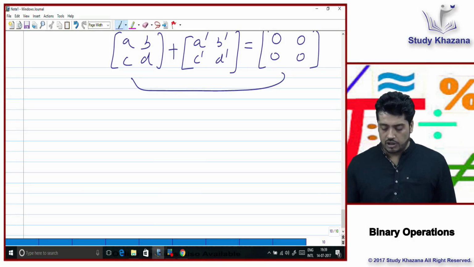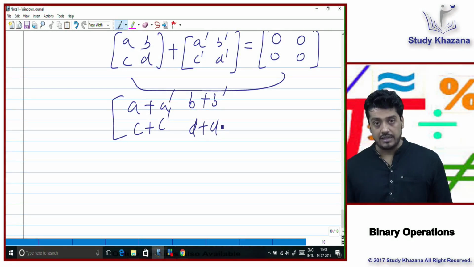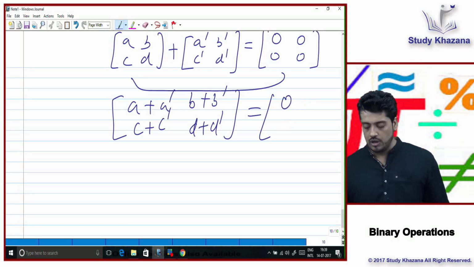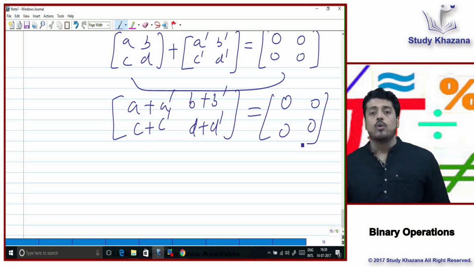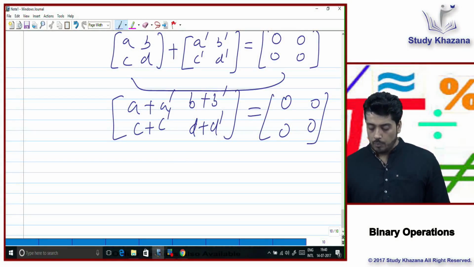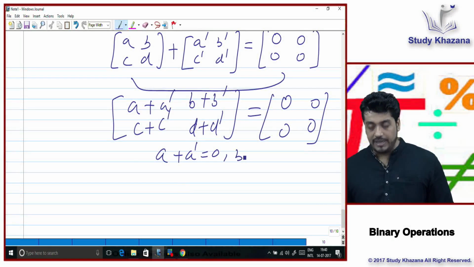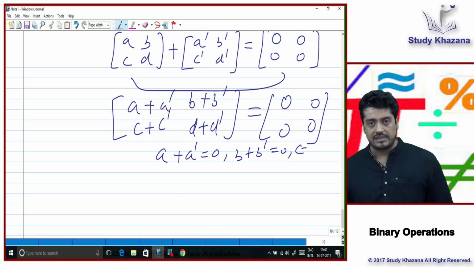The possible proof: now this will be equal to A plus A dash, B plus B dash, C plus C dash, and D plus D dash. This must be equal to 0, 0, 0, 0. Now two matrices are equal when they have the same order and the corresponding elements are equal. Both matrices have order 2, so there is no problem with order. Now the equality must hold if we have A plus A dash equal to 0, B plus B dash equal to 0, C plus C dash equal to 0 and D plus D dash equal to 0.